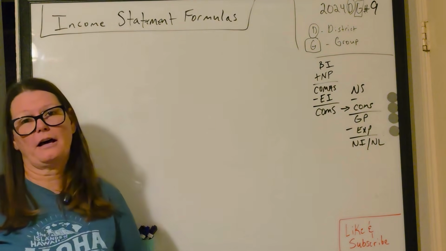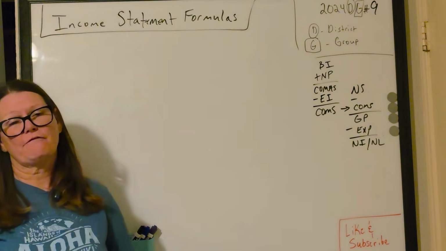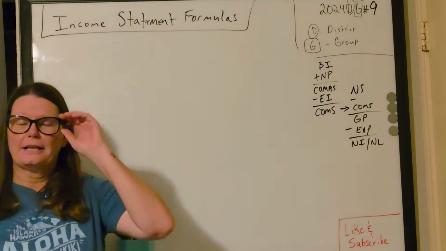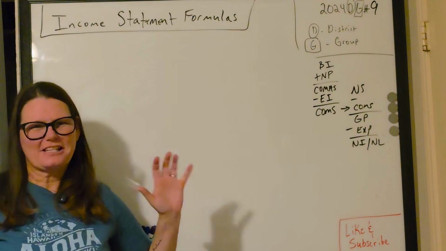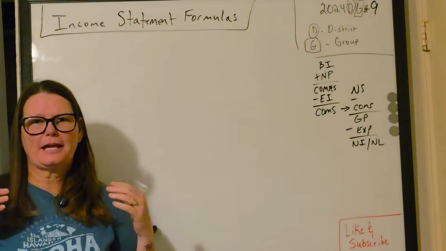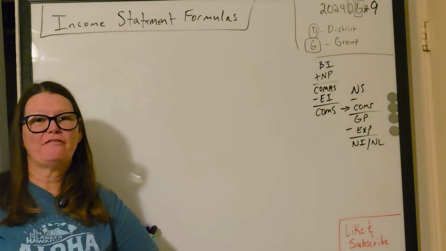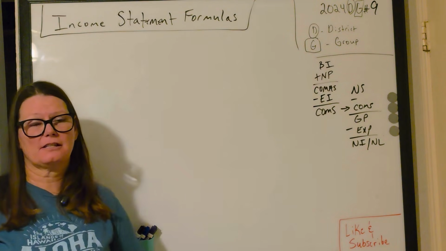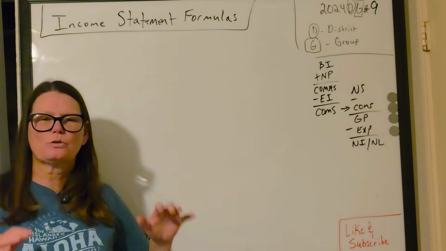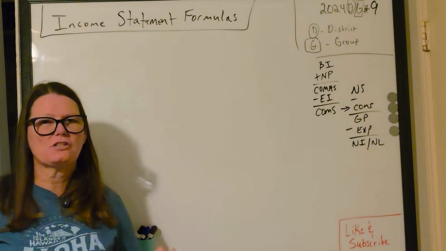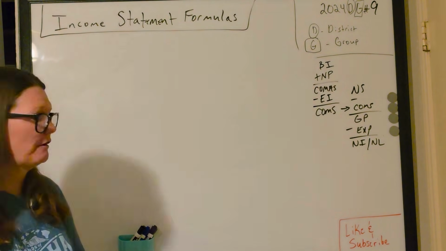Today we're going to talk about Group 9 from the 2024 district test. We're going to focus on income statement formulas. Now, let me just say that the income statement formulas, if you can memorize this and know this, you will be able to be very successful on the test, because this is always found on her test and it's very important, and it's really simple math problems that you can get a lot of answers quickly. So let's go ahead and go over the formula.